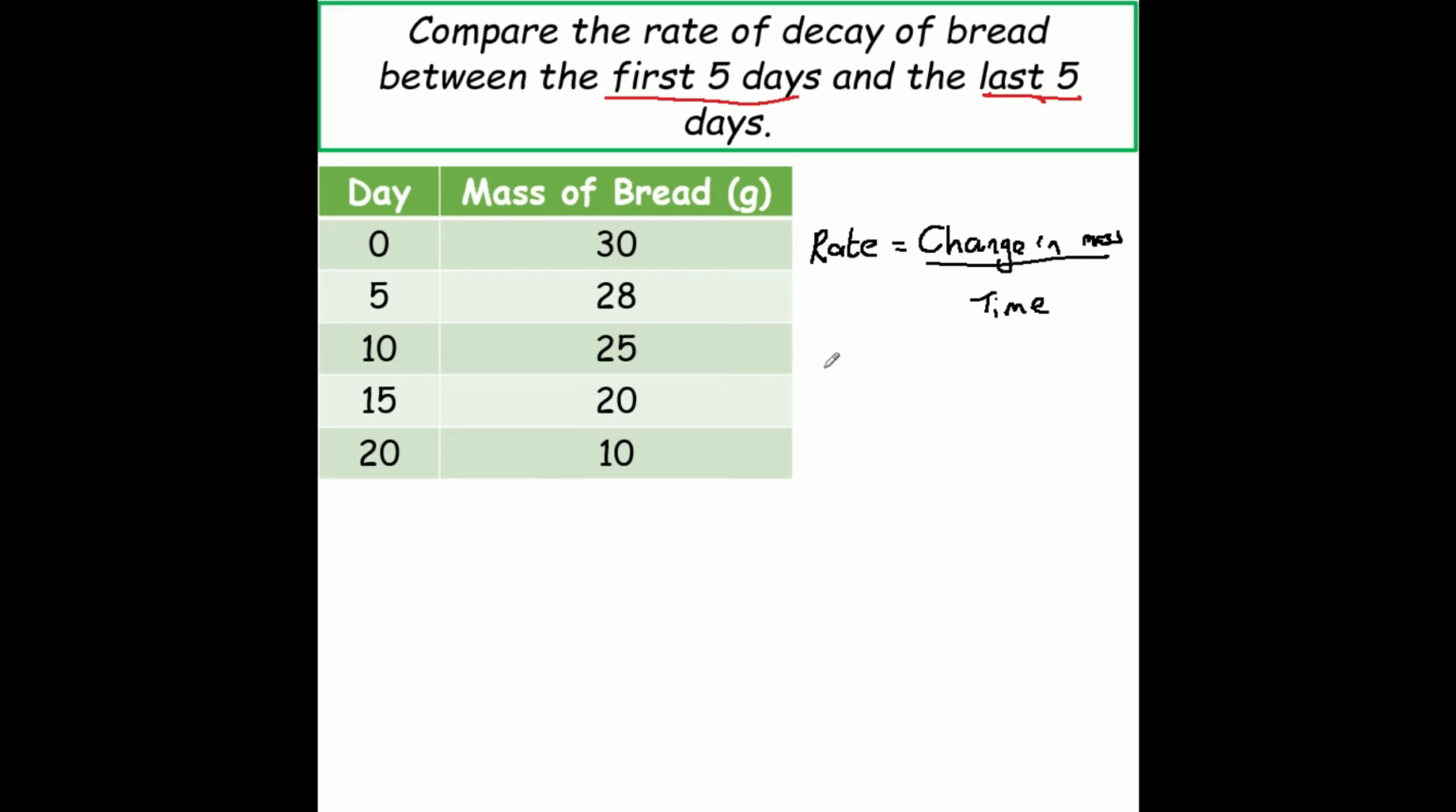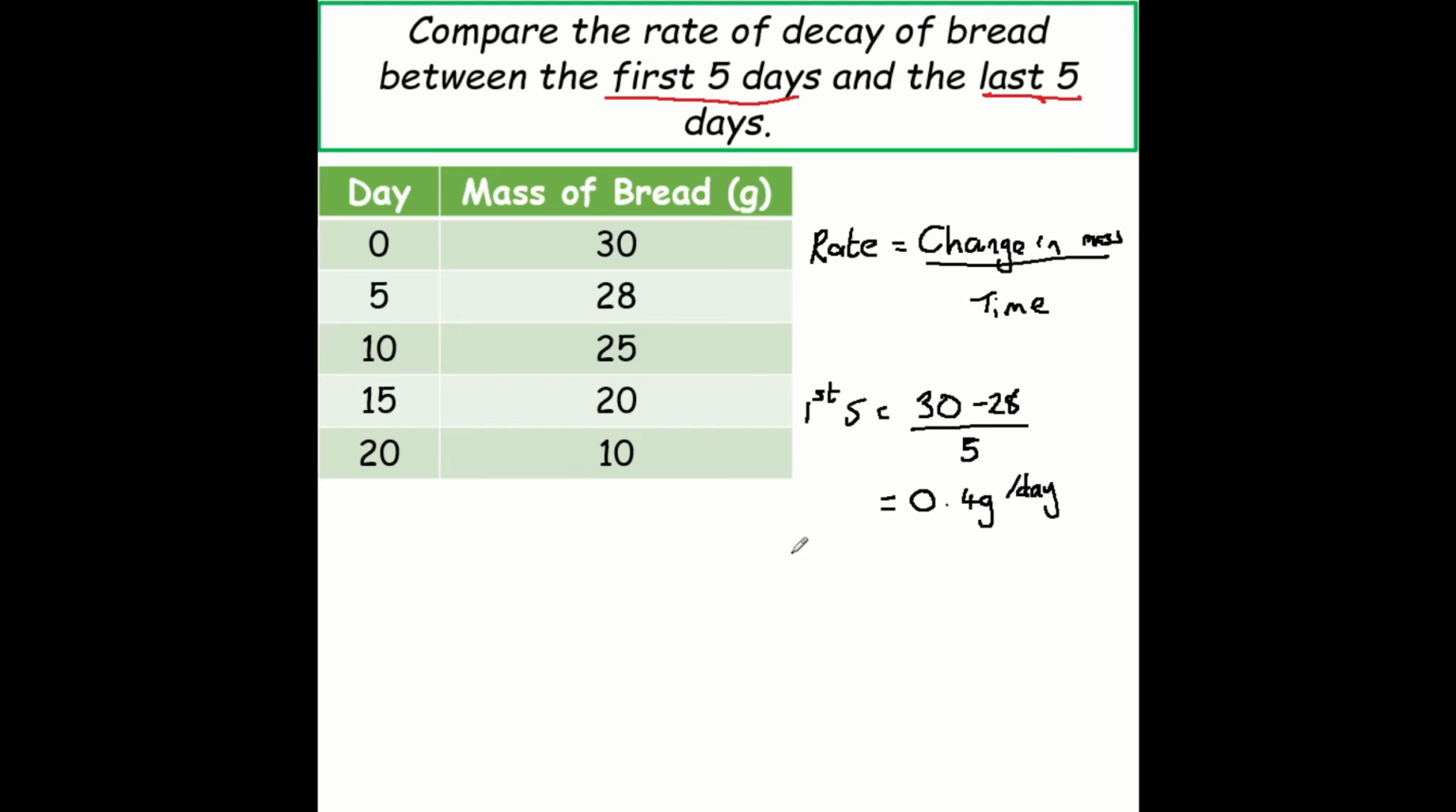Now what we need to do is calculate our two rates. So we need to calculate a rate for the first 5 days first of all. So for the first 5 days we're going to be looking at the change in mass. So that's between 0 and 5. So what we need to do is 30 minus 28 to give us our change in mass, and then we divide that by our 5 days. So when we do that, 30 minus 28 is 2, divided by 5 gives us 0.4. So our first one is 0.4 grams per day for the first 5 days.